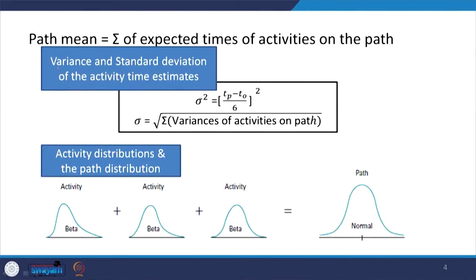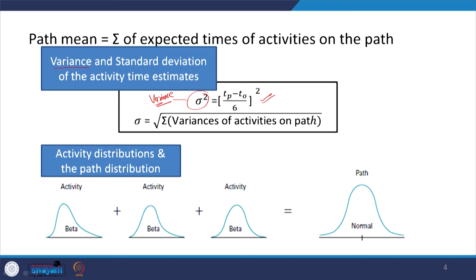And for that purpose, we first calculate the variance of each activity's time. This formula is used to calculate the variance: the pessimistic time minus optimistic time divided by 6, the whole square. So, this sigma square is known as variance.